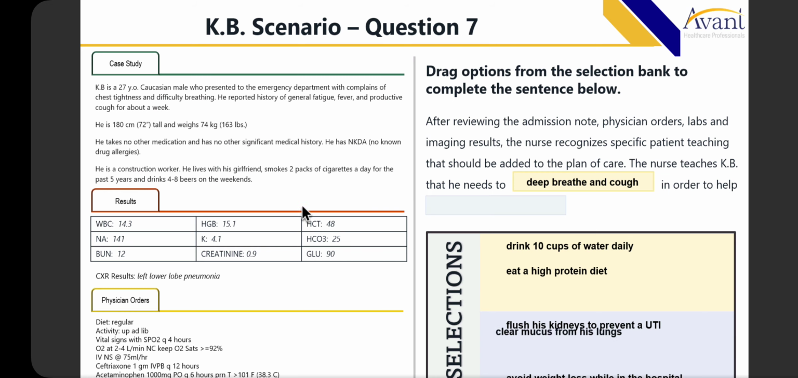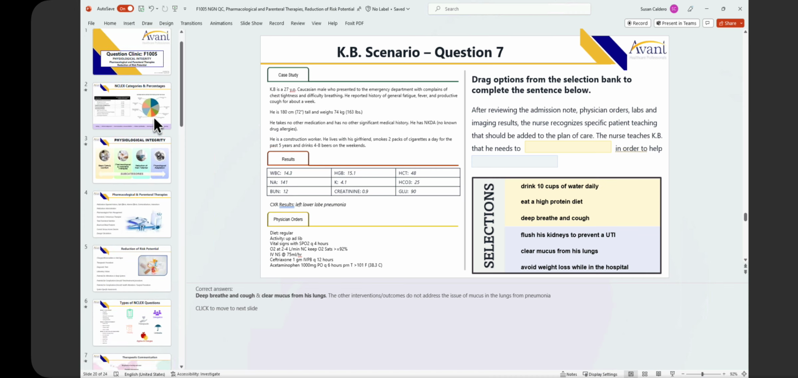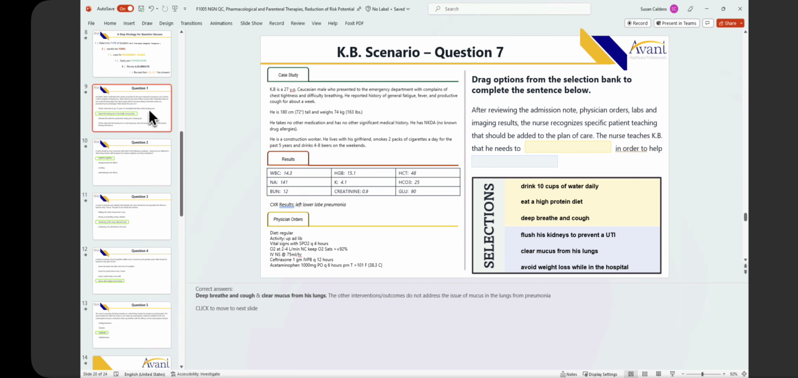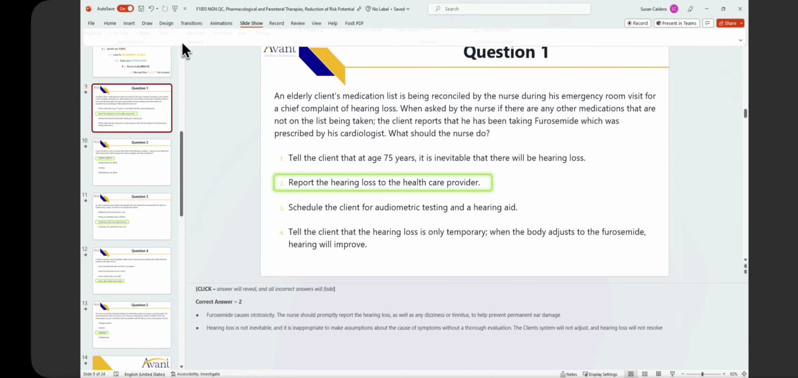Somebody said they wanted to see number one. I don't know if I can go that fast. I would have to escape from here and then go this way all the way to number one. There we go.